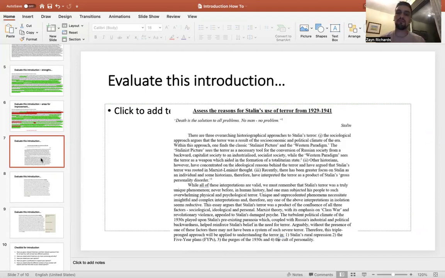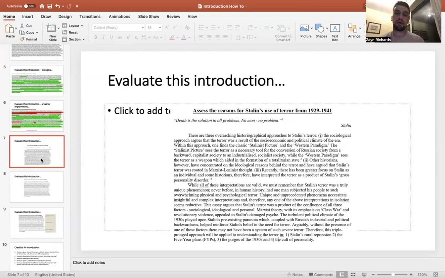So this first paragraph, the student is really clearly outlining the debate, and they've named the schools of thought. So Stalinist picture, Western paradigm, Marxist-Leninist thought. That's a very, very clear understanding of the debate and the context in which we're talking about.